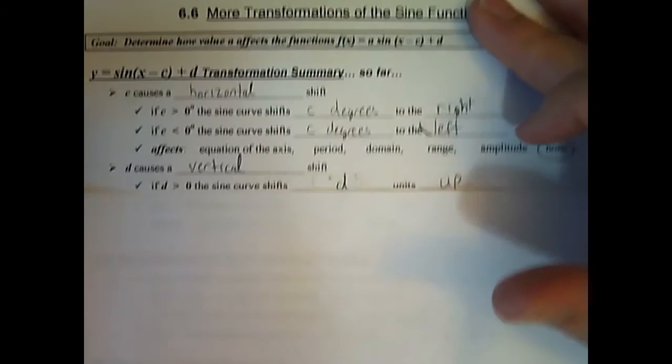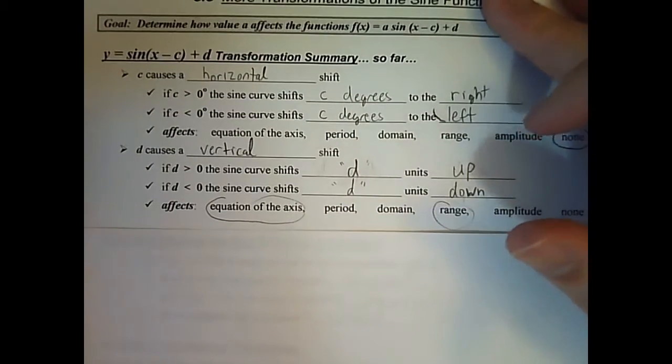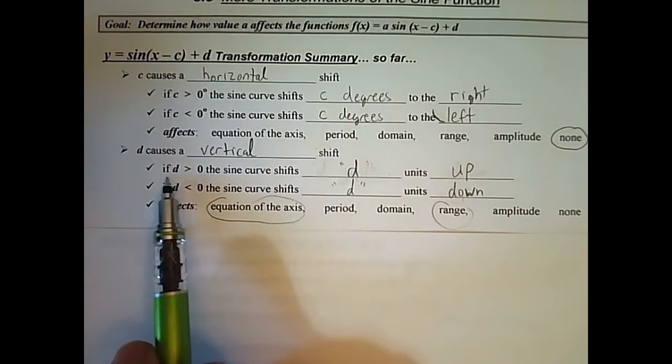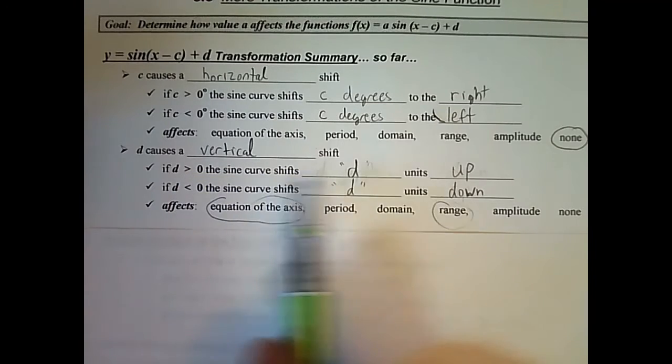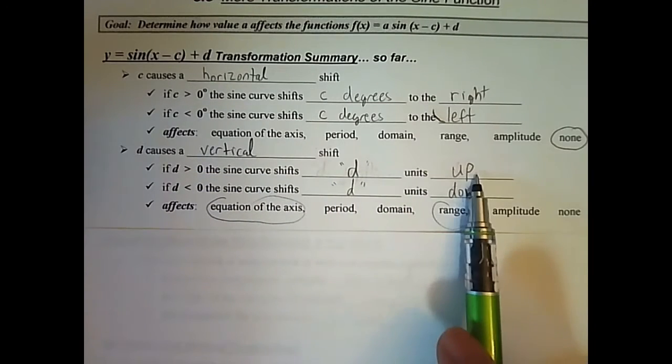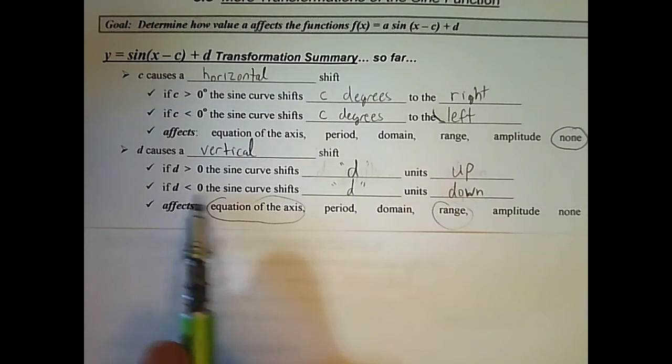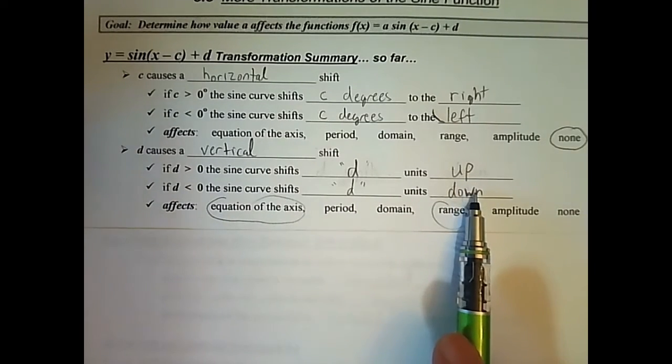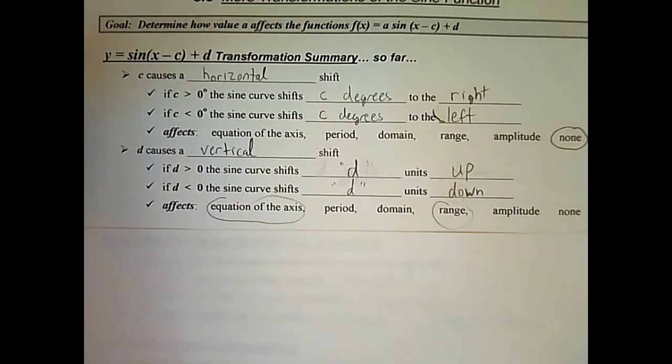So our next value is the d value, which is a vertical shift. So if d is greater than 0, a positive value, it's going to shift d units up. One unit up, 2 units up. If d is less than 0, it's a negative number, it's going to go down. So shifting down 2 units, 1 unit.